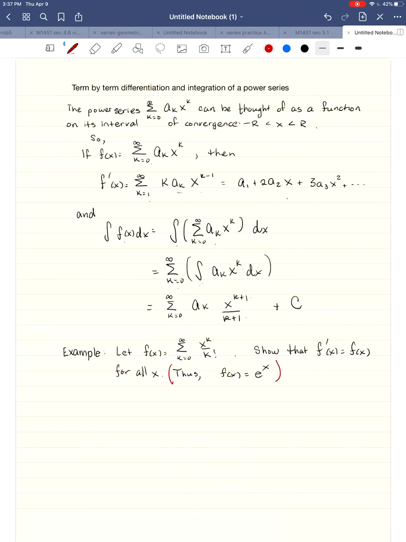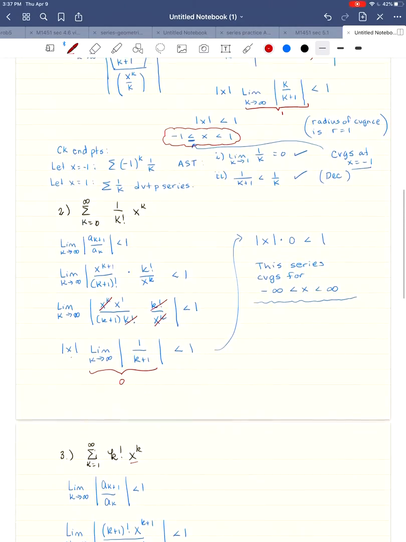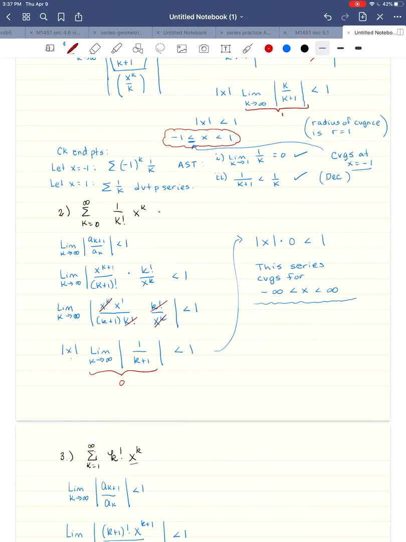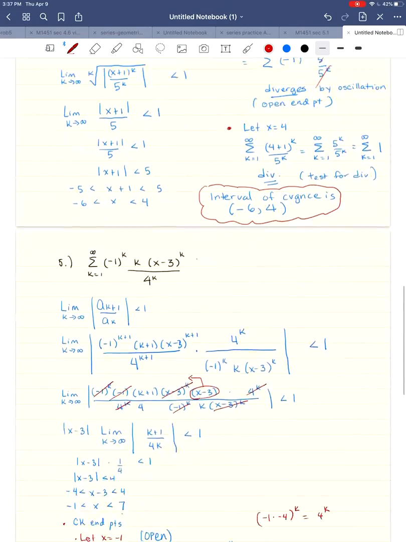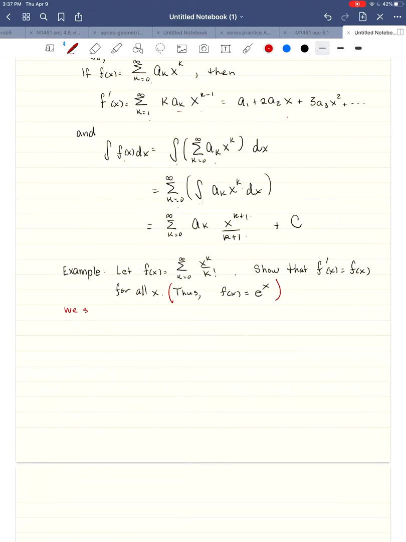So here's an example. We found the interval of convergence for this particular power series in our earlier example, x to the k over k factorial. Let me take you back there. I think that was our second example maybe. x to the k over k factorial converged for the entire number line. We're going to show in this example that it converges to the function f of x is e to the x. So we've shown that the interval of convergence is the whole number line.